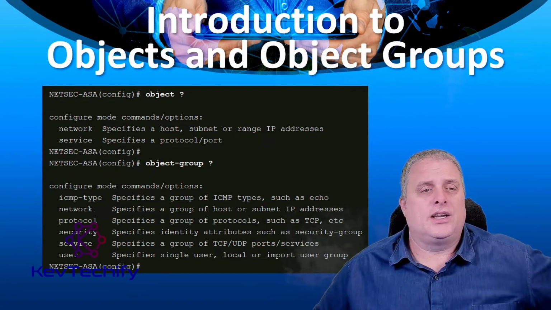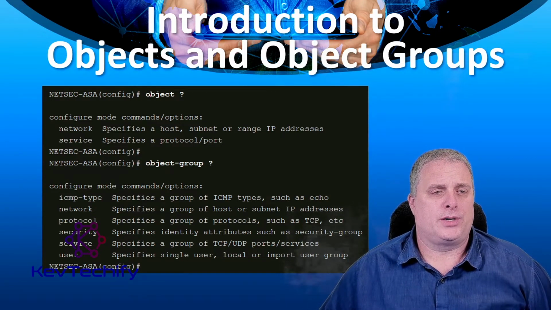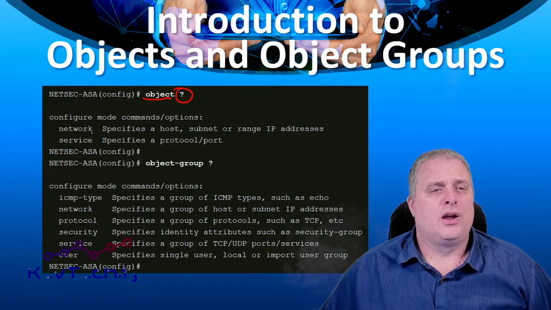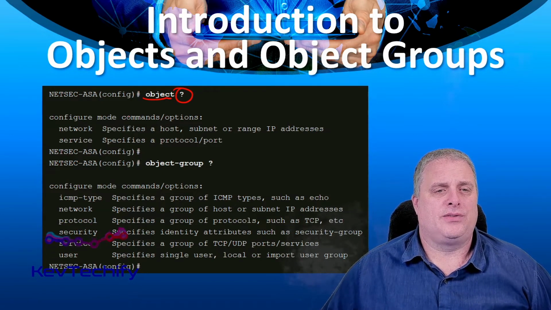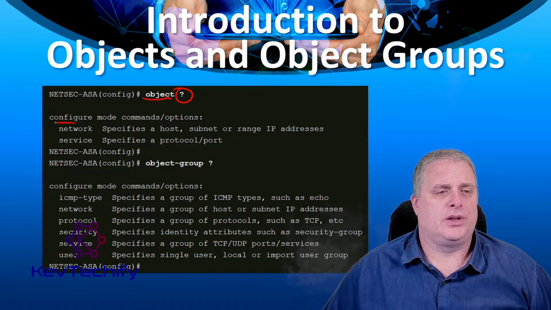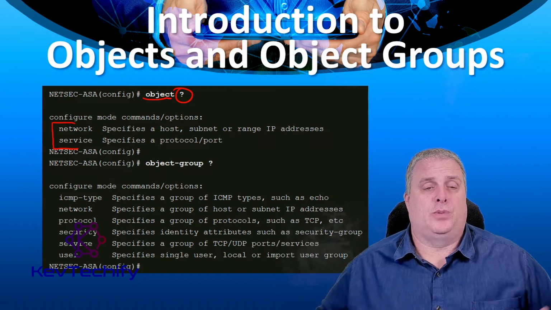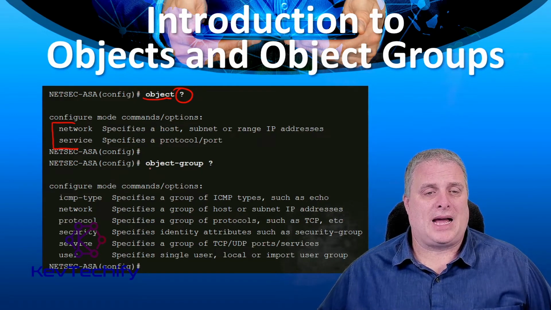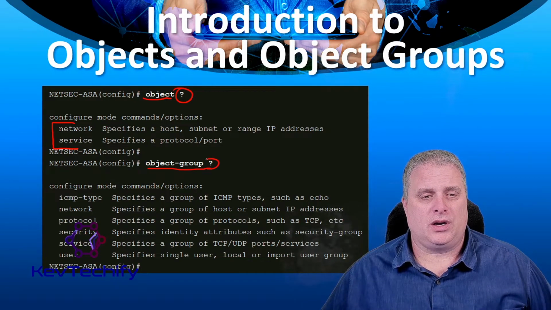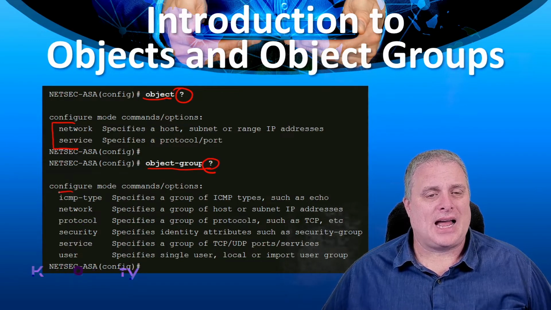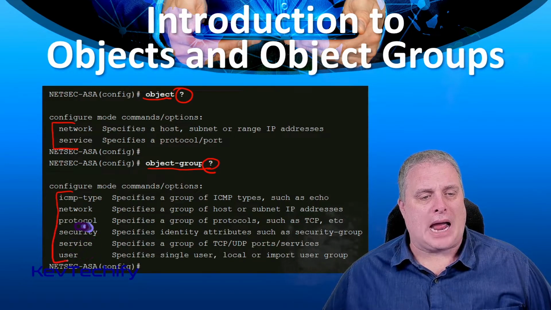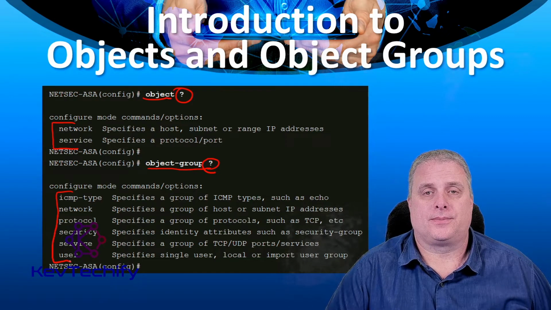If we go into our ASA, go into global configuration mode, type in object and put our question mark for help, we can see these are different configuration mode options. We can do a network or a service. Then we can show the object group help. Just type in object-group with a question mark, and then you can see all the commands and options you can use for object groups on the ASA.